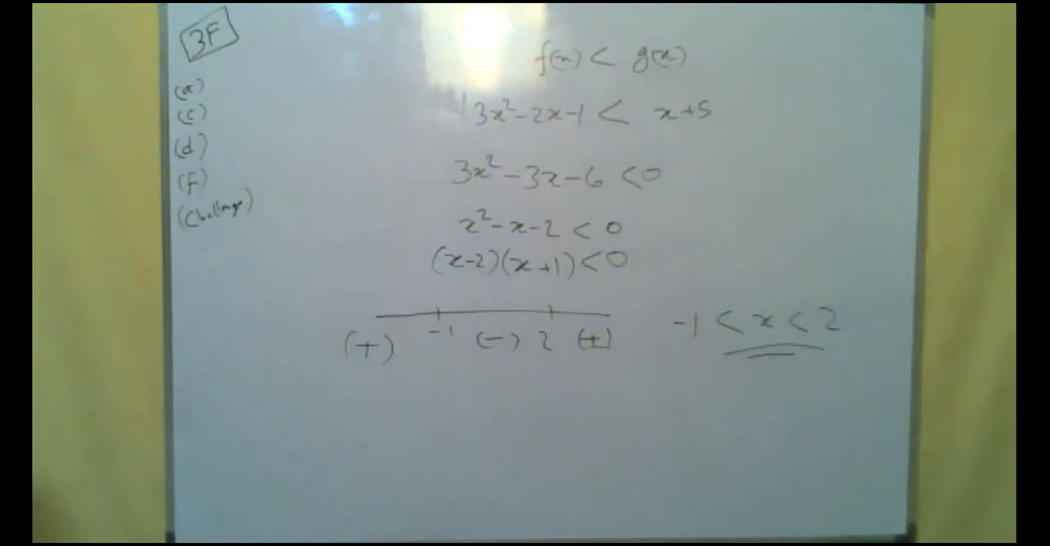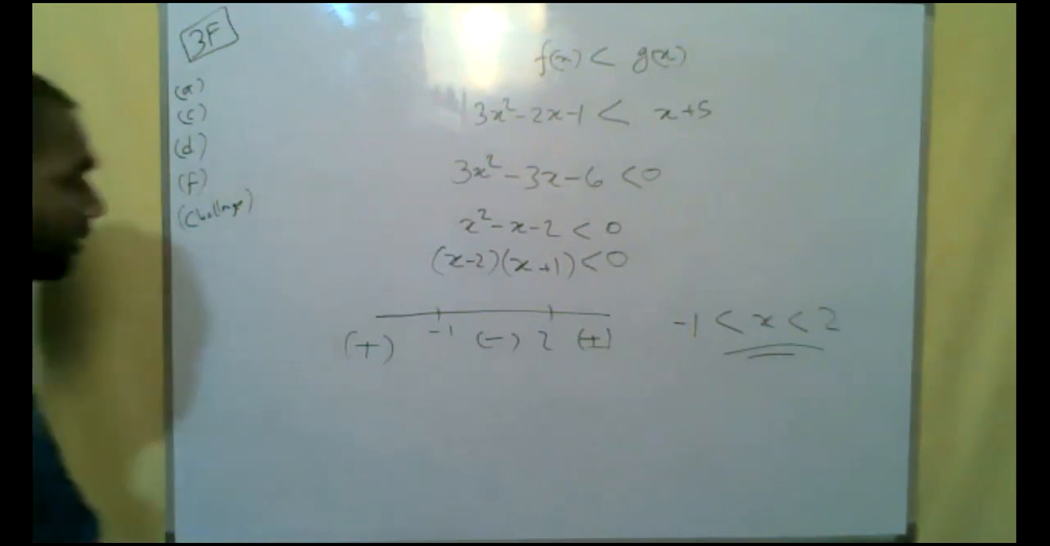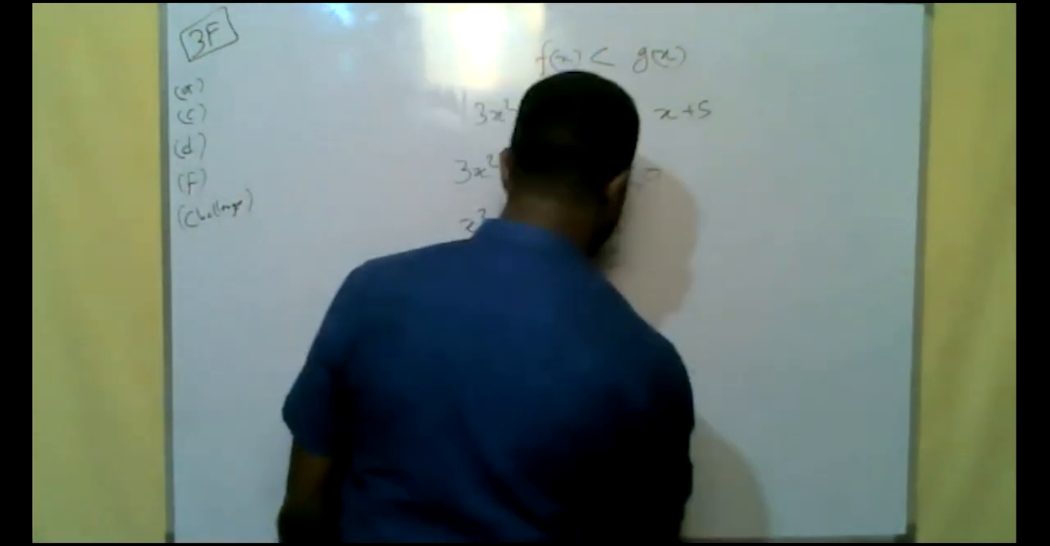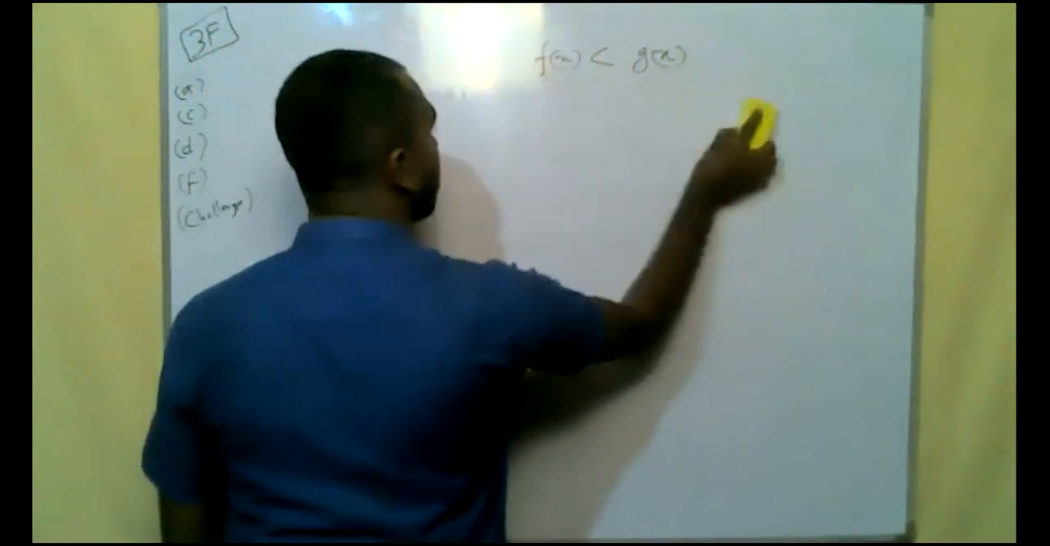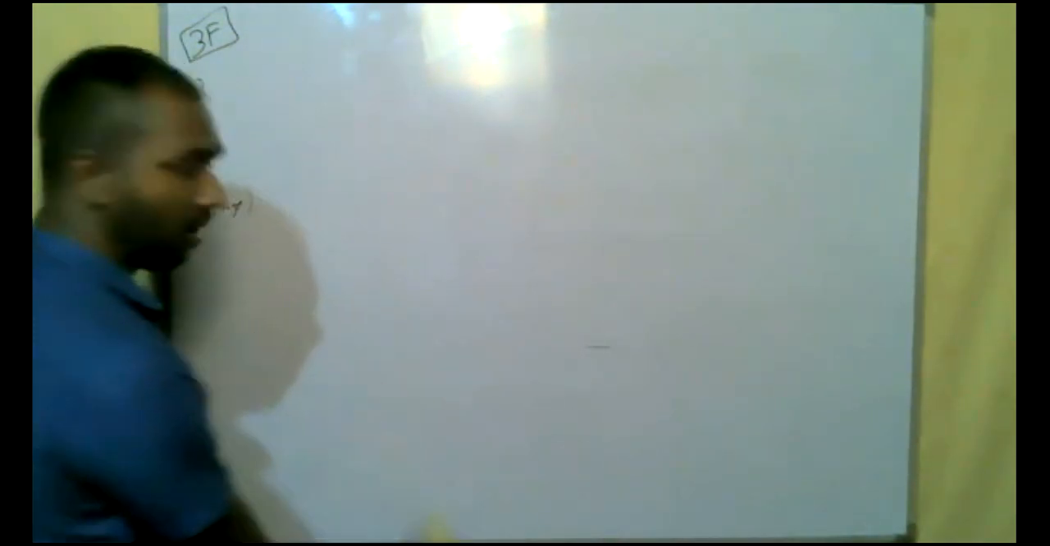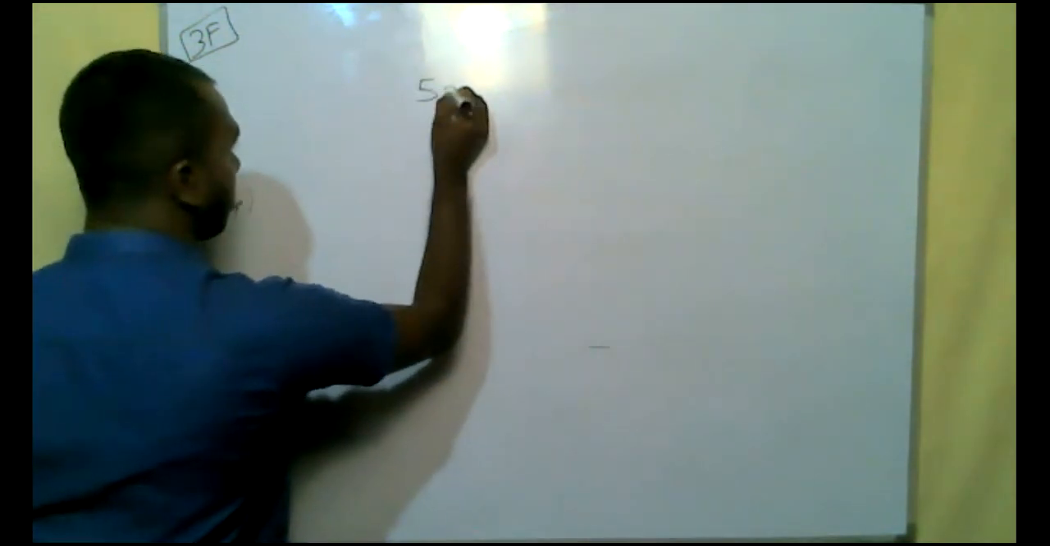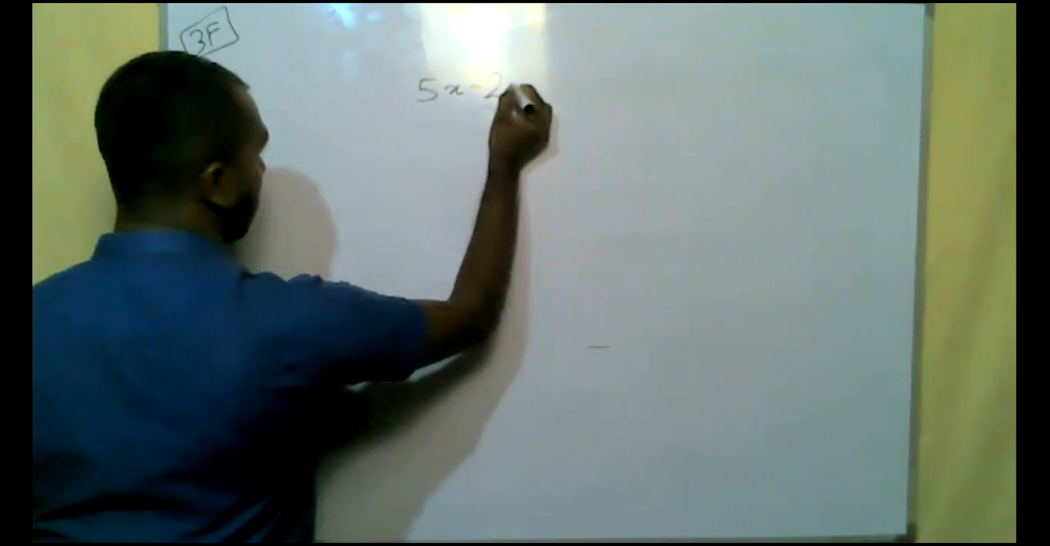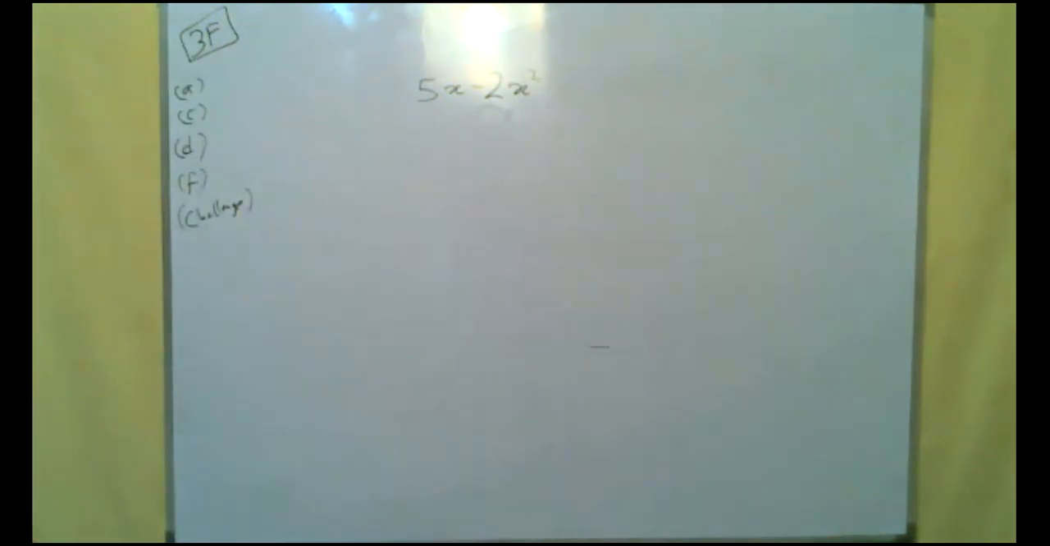Okay, so let's do the part C. What is part C? 5x minus 2x to the power 2 minus 4 should be less than minus 2x minus 1.